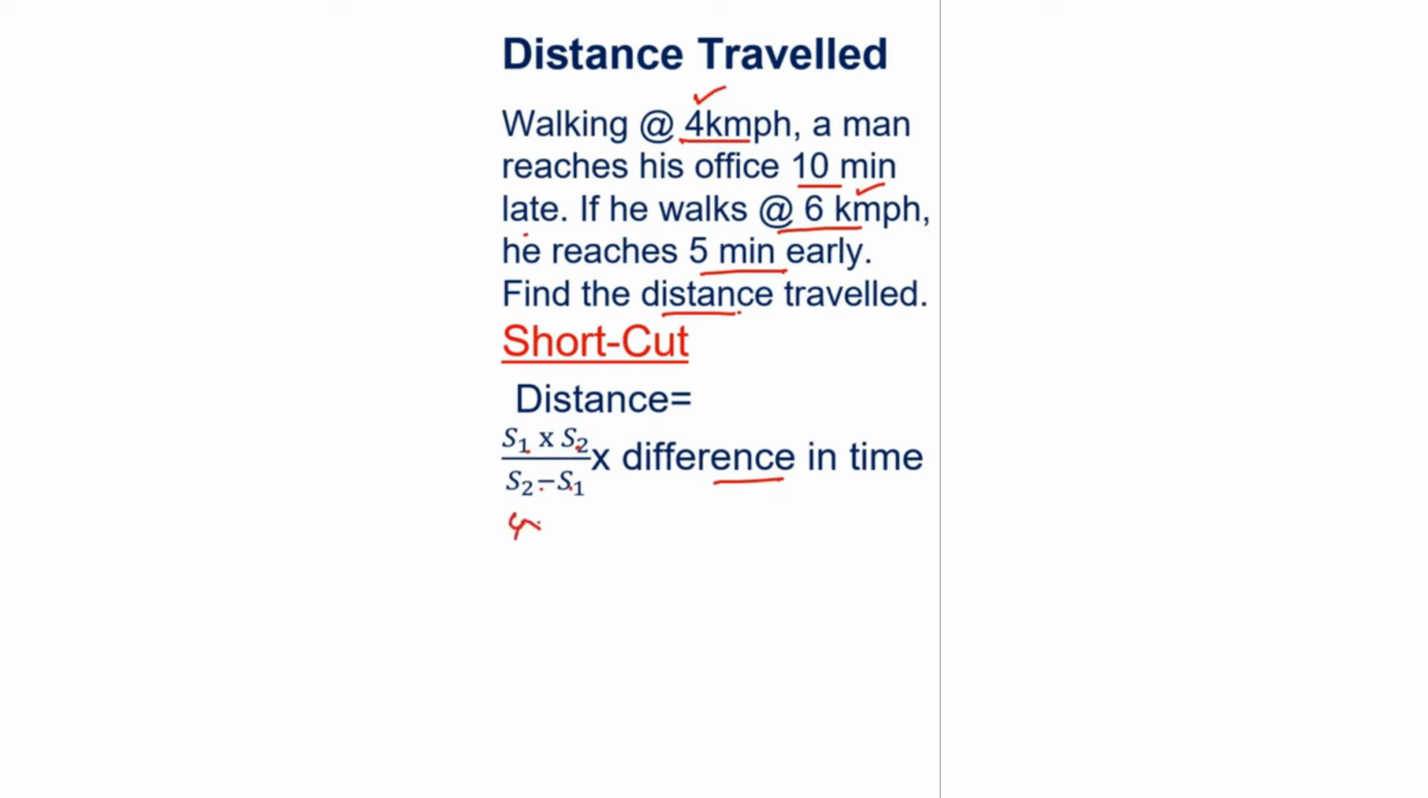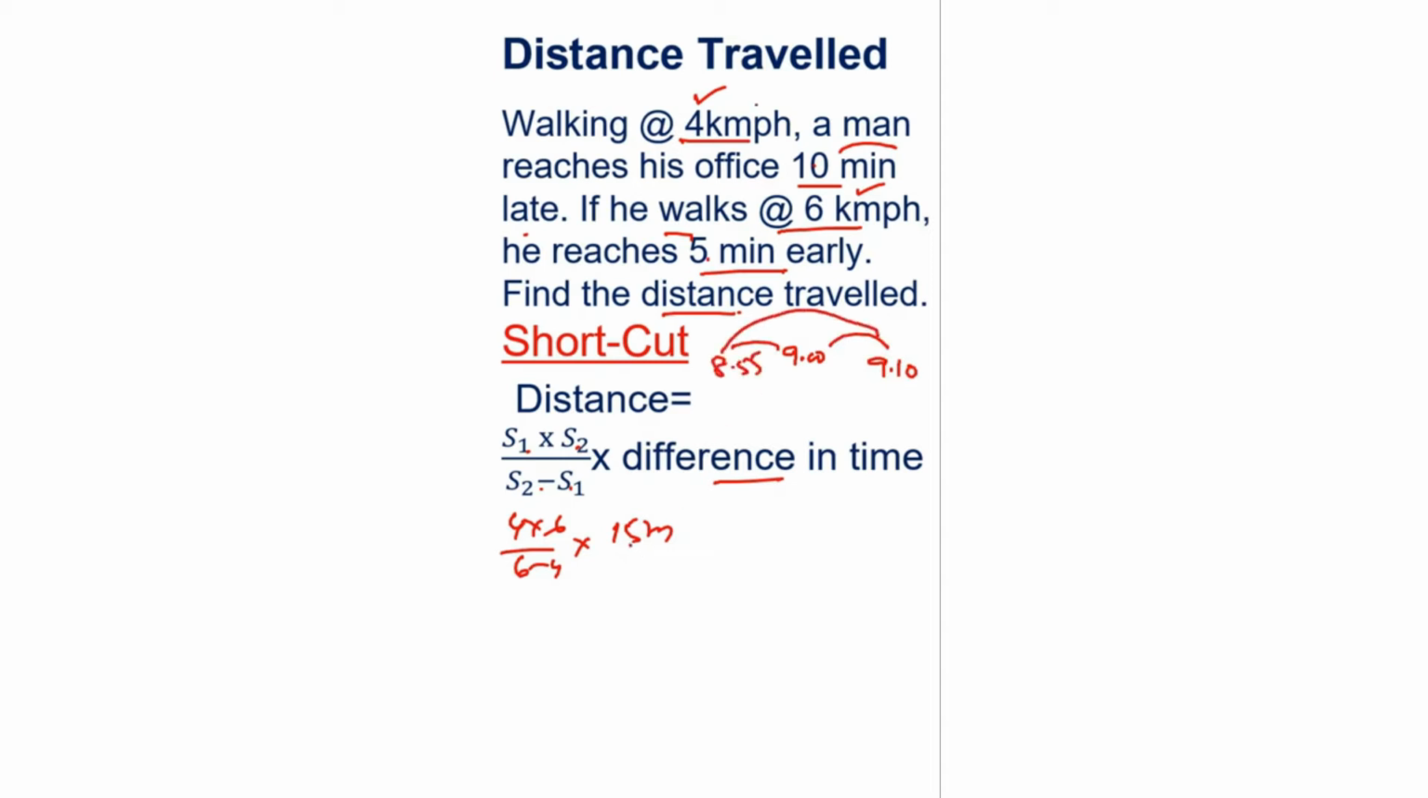So 4 into 6 by 6 minus 4, into the difference in the time. First case it is 10 minutes late. Second case it is 5 minutes early, which means the difference is 15 minutes. Let me explain with an example. Suppose the right time is 9 a.m. First time is 10 minutes late, which means he reaches at 9:10. Second time is 5 minutes early, which means he reaches 5 minutes before, that is 8:55. So the difference is 15 minutes, right?